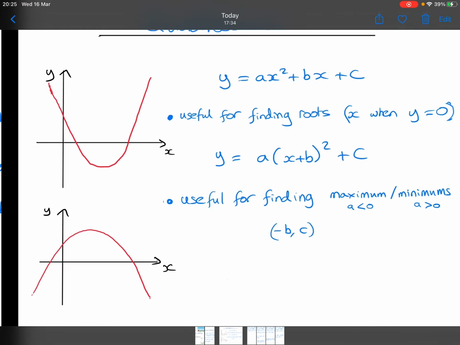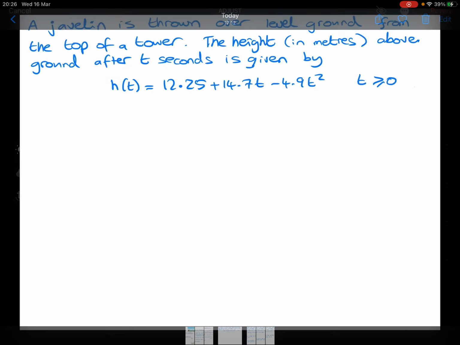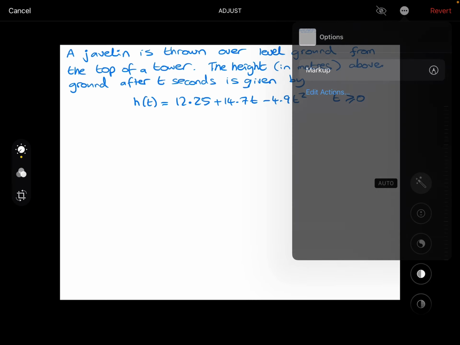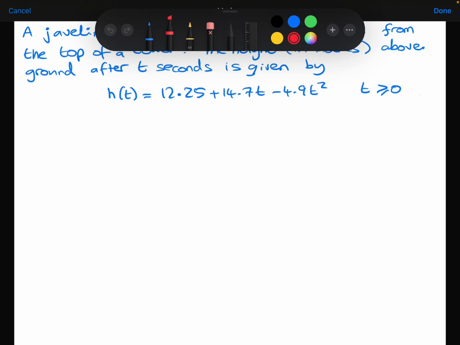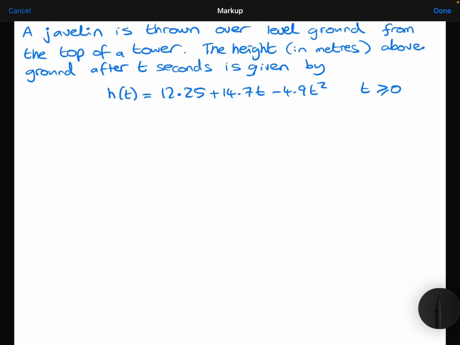So now that we've talked about mathematical modelling and we've talked about quadratics, let's have a look at an example where we can put those things together. A javelin is thrown over level ground from the top of a tower. The height in meters above ground after t seconds is given by h of t is equal to 12.25 plus 14.7t minus 4.9t squared, where t is greater than or equal to 0.